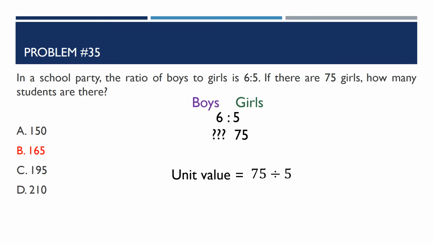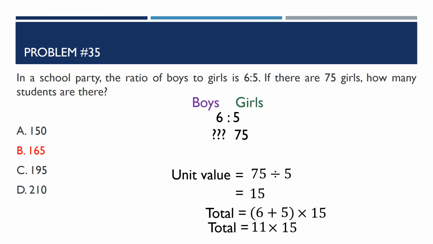That's 75 divided by 5, which is 15. That means every unit represents 15 students. Now the total unit is 6 plus 5 and then times 15, which is the value for each unit. So the total is 11 units times 15, that is 165. That means there are 165 students in all.